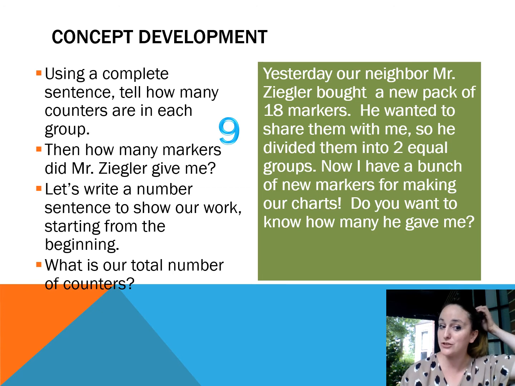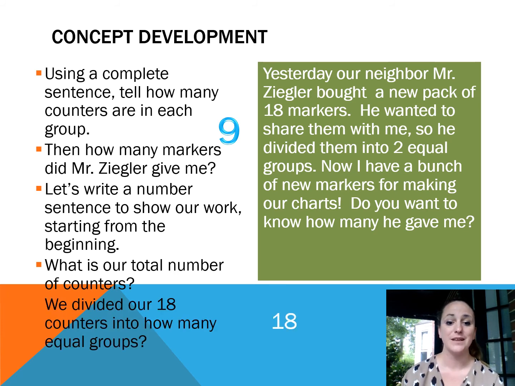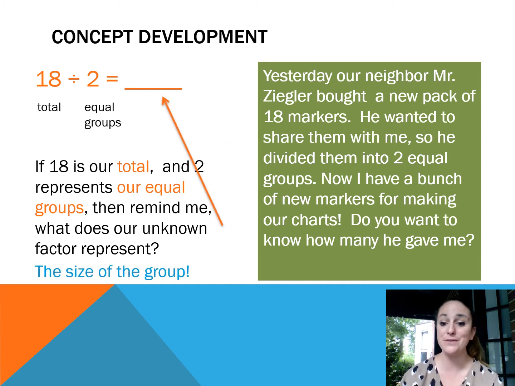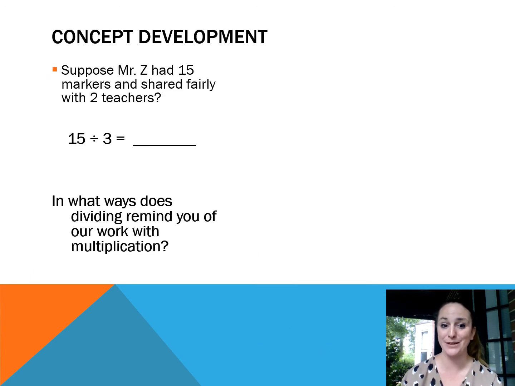Let's write a number sentence to show our work, starting from the beginning. What is our total number of counters? We had 18 counters to begin with. We divided them into how many equal groups? 18 divided into 2 equal groups. So, if 18 is our total and 2 represents our equal groups, then remind me, what does our unknown factor represent? It represents the size of the group. How many are in each? Read this equation. 18 divided by 2 will equal 9. He gave me 9 markers.